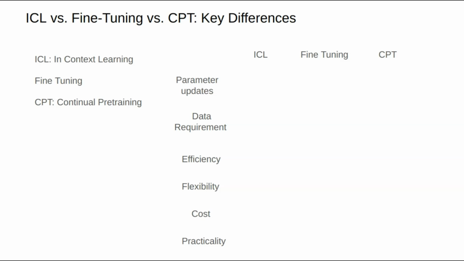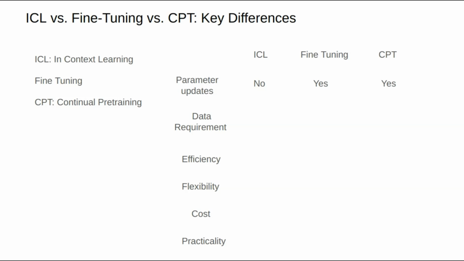First, parameter updates. ICL does not update model parameters. It simply adds examples to the prompt during inference. Fine-tuning updates parameters using a small dataset to enhance the model's capabilities in a specific area. CPT updates parameters to broaden the model's general knowledge.